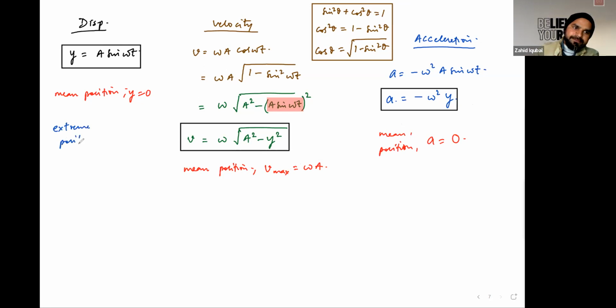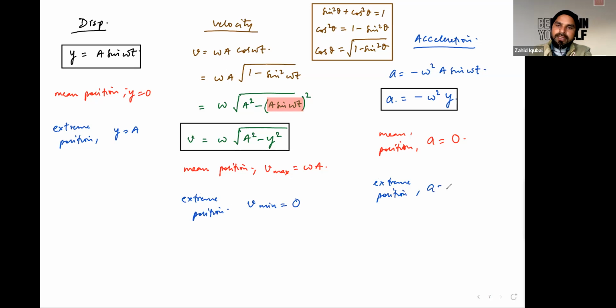Next, extreme position, when displacement is maximum. So if you substitute in this part for extreme position, velocity will be minimum, that is 0. And also in this part, for extreme position, a will be maximum, but in opposite direction, minus of omega square A.